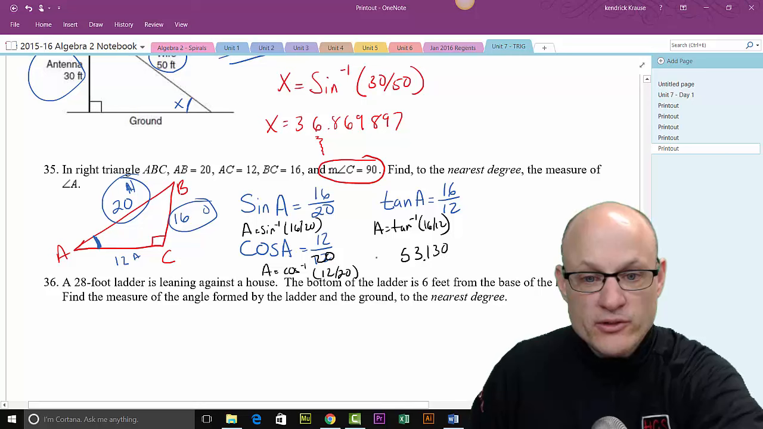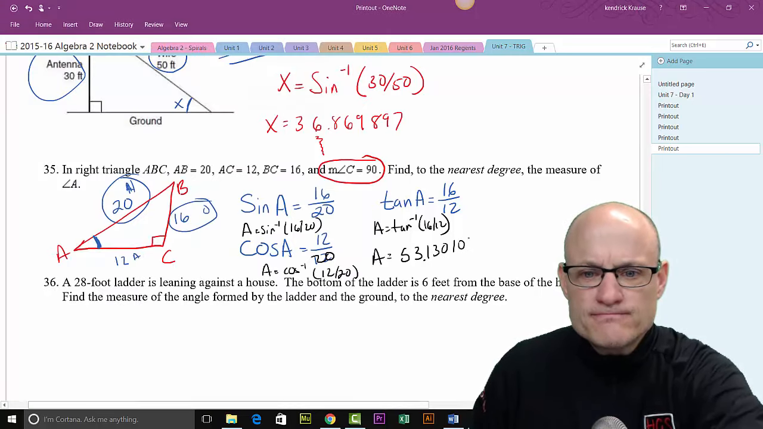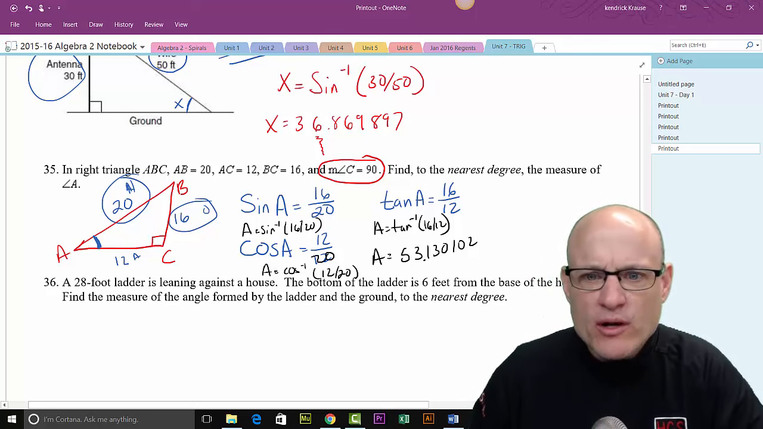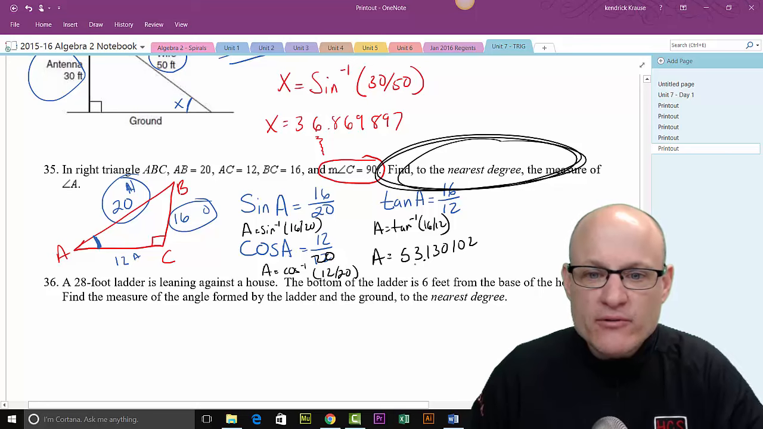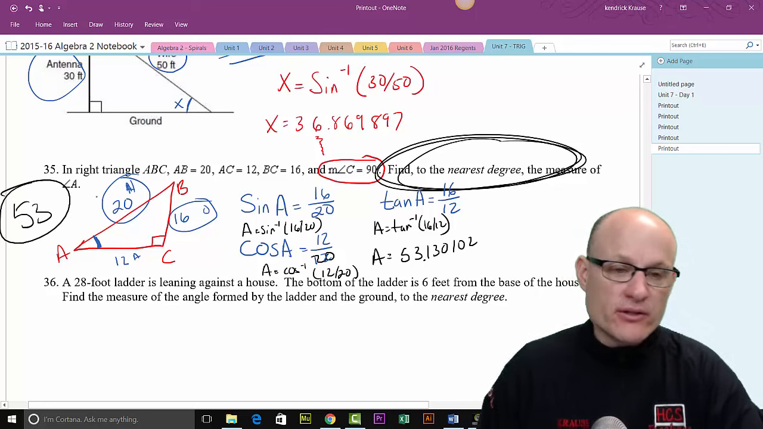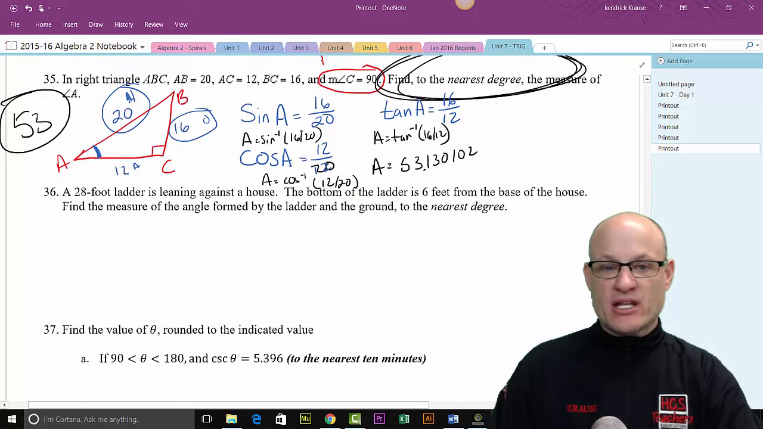What do we want to round to? The nearest degree? 53 degrees. There it is, round to the nearest. Okay, moving on. 36. The last one, 37, by the way, is hard, so make sure you pay attention.